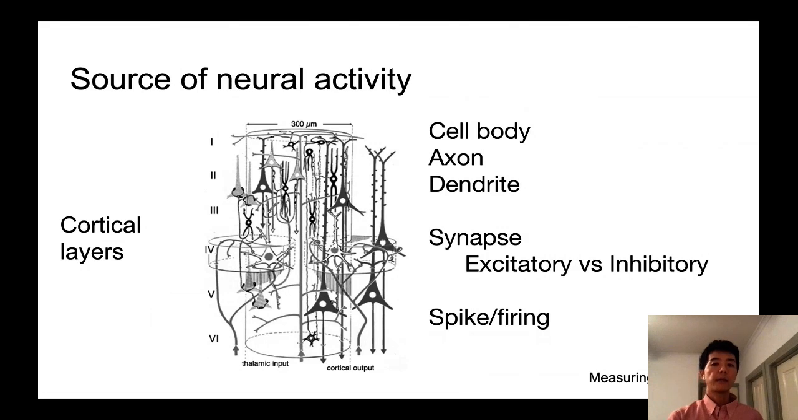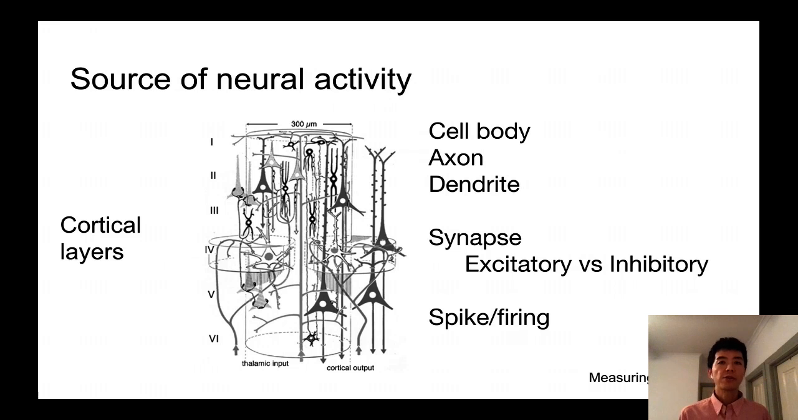The synapse is the part that connects one neuron to another, and each synapse can be either excitatory, exciting other neurons to fire or spike more, or inhibitory. This means that one neuron's inhibitory input makes the receiving neuron much less likely to fire.